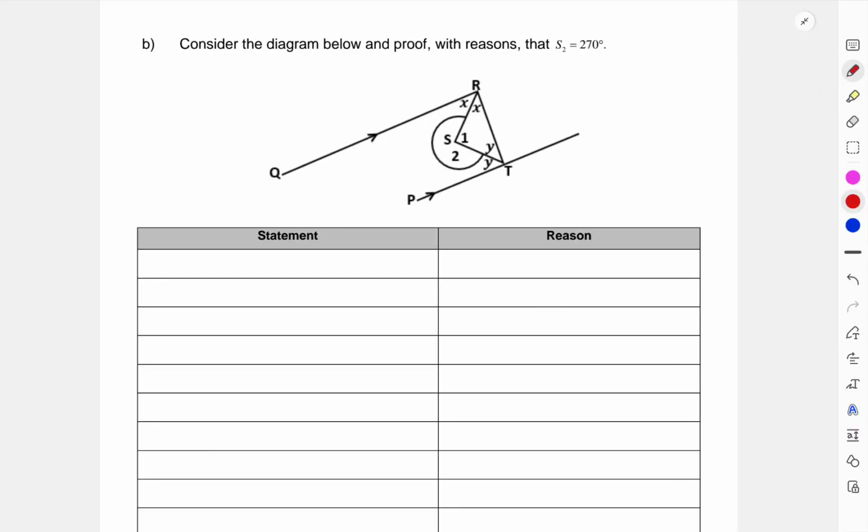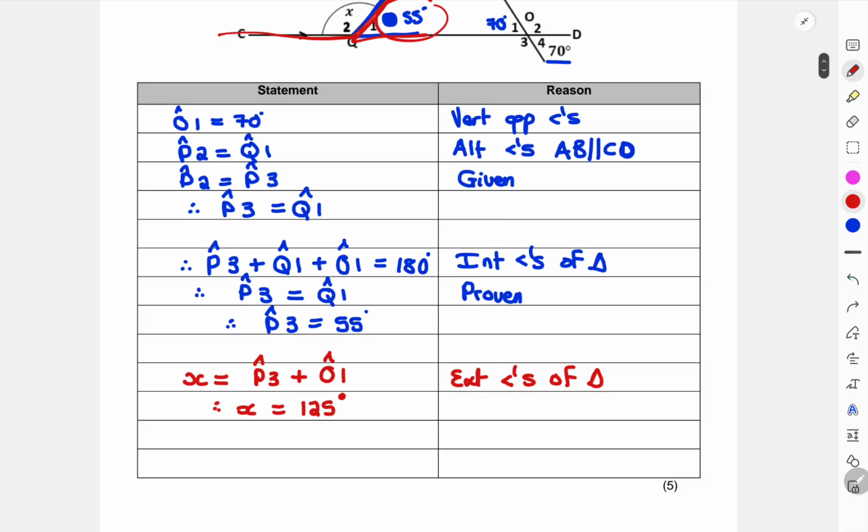Okay, number B, consider the diagram below and prove with reasons S2 is equal to 270. Okay, so S2 forms part of a full circle. So if I can get S1, I can work out S2 with angles on a point. And is there any way that I can get these two values? Now, sometimes we need to rely on our algebra. Oopsie, sorry. Redo.